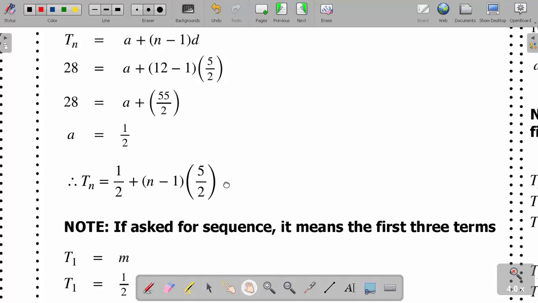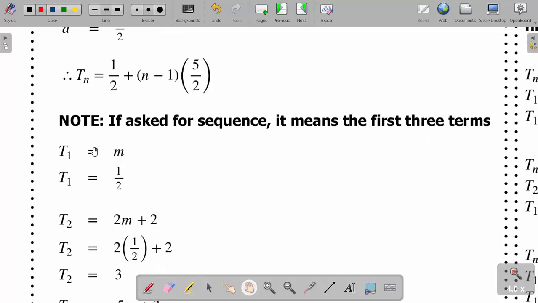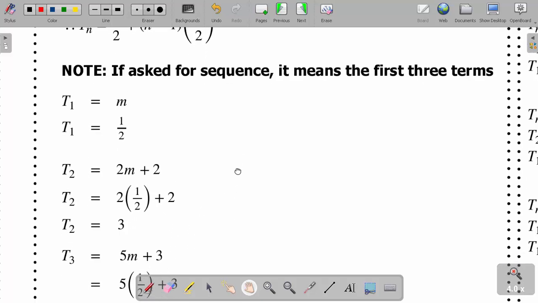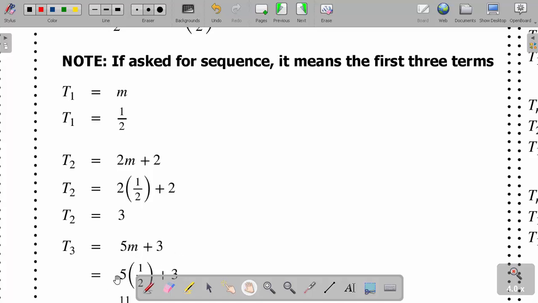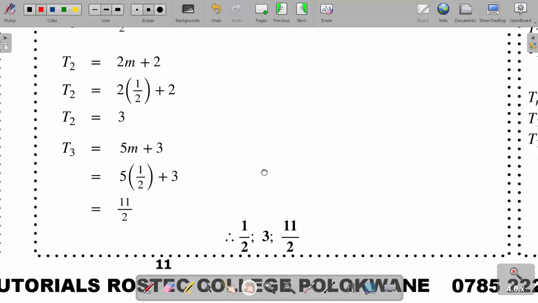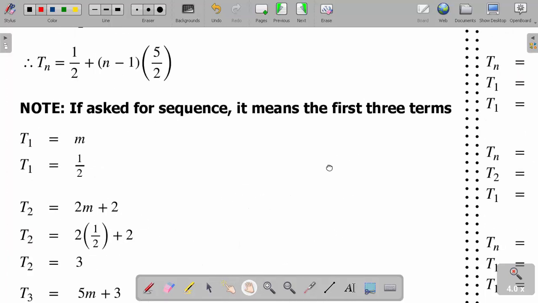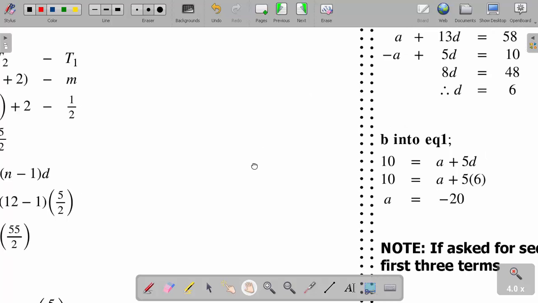Now, however, if the question wanted us to get the first 3 terms of the sequence, then we can substitute them. We can say T1 equals m, which is a half, T2 is 2m plus 2, which is 2 into a half plus 2, which gives us 3. And then T3 is 5m plus 3, which is 5 into a half plus 3, which gives us 11 over 2. So the sequence would be a half, 3, and then 11 over 2. Hope you're still together, guys.